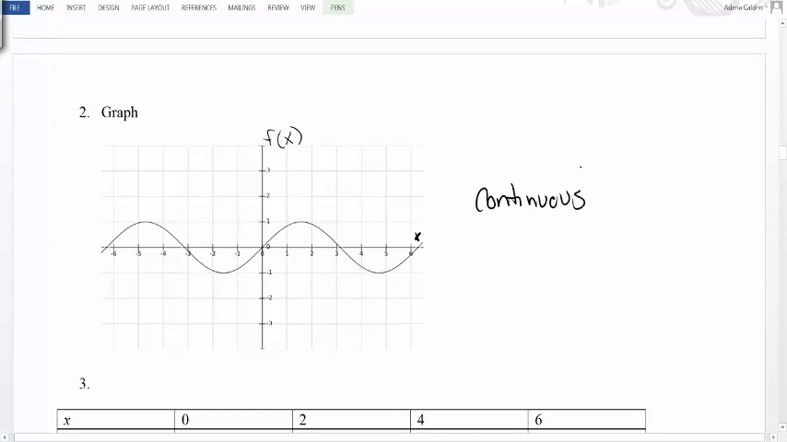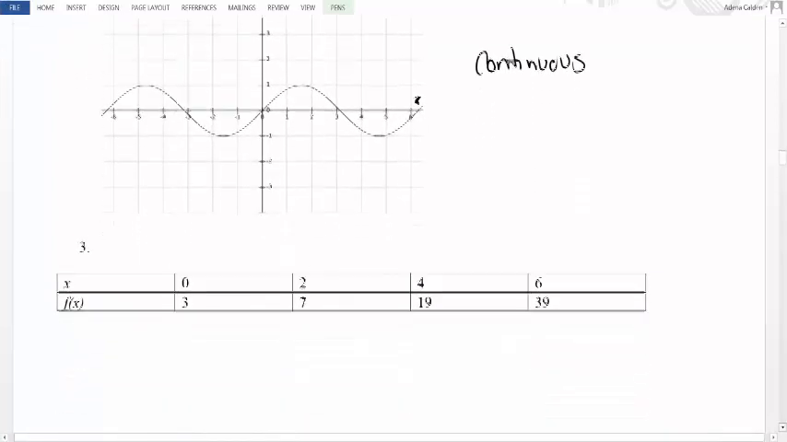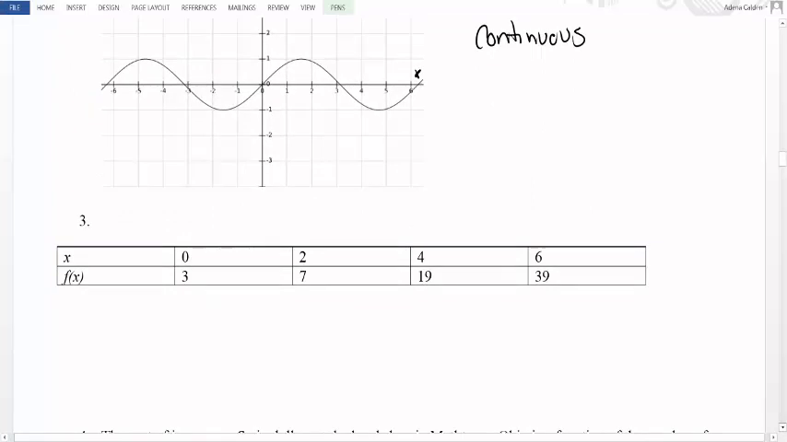Now let's take a look at our table. Remember that our tables are really helpful because they usually contain data, and when we have data, we have points. So here we have the point (0, 3). That means that when x is 0, we know that the dependent value is going to be 3. At 2, it's 7. At 4, it's 19. At 6, it's 39. However, we don't know what's happening at 1, or if a value exists.